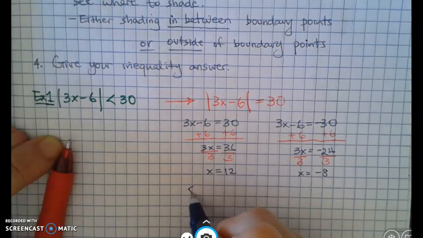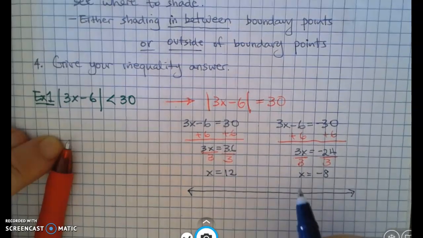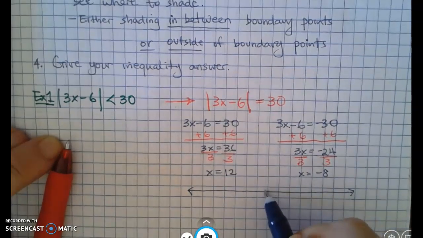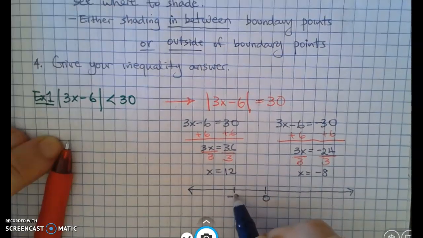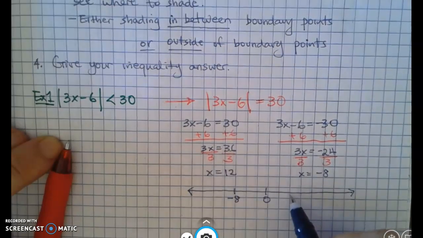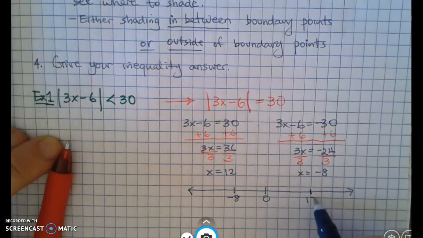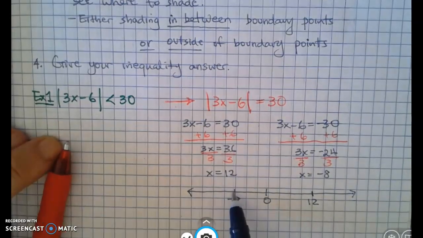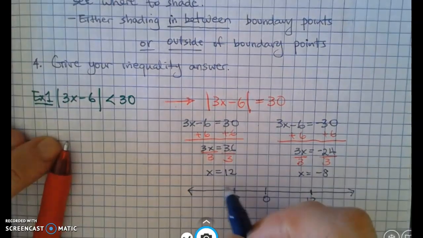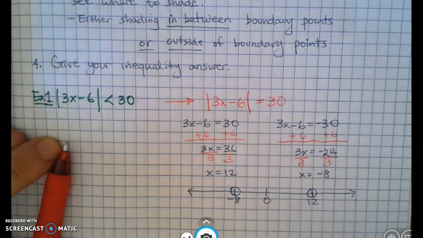So I am going to place that on my number line. So find your negative 8. If I have 0 here, negative 8 will be to the left, and positive 12 will be to the right, maybe a little bit farther than 8. So that's going to be about 12 right here. Now these are my boundary points. That means I can draw my circles right on those two points.